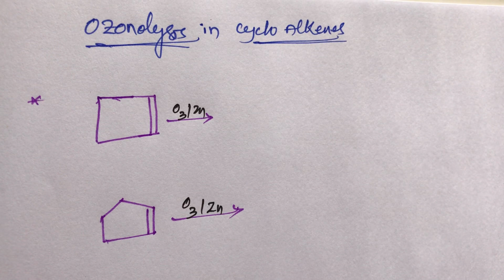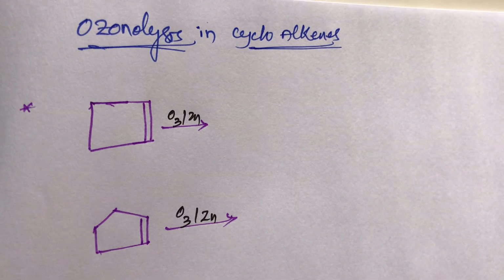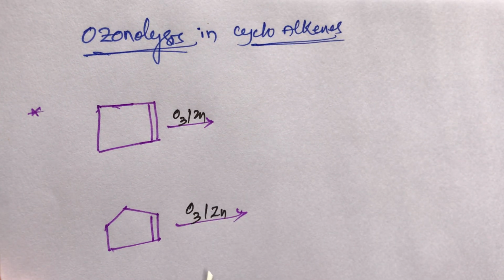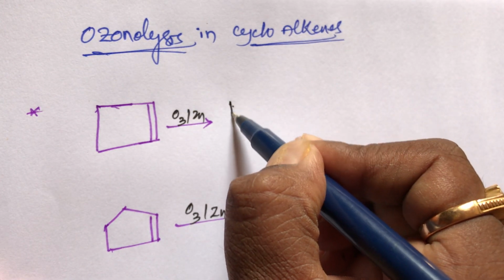Hello students. Now the next topic is ozonolysis in cycloalkenes. Ozonolysis in cyclic compounds, that is cycloalkenes, for example cyclobutene. Cyclobutene on ozonolysis, what do we get? Here I am writing the structure.